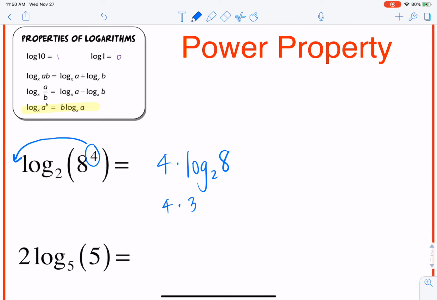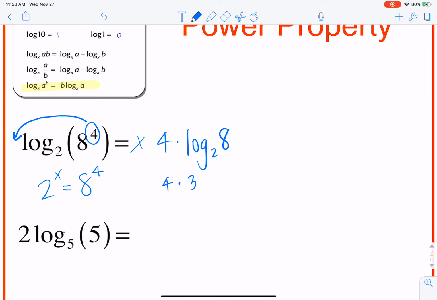And if I think about what this would be, if I rewrite this as an exponential, this is really 2 to the x is equal to 8 to the 4th. And looking here, I can rewrite 8 to the 4th as 2 to the 3rd raised to the 4th power is equal to 2 to the x power. And so I'm doing the same thing here. If I were to simplify these exponents here, I would be doing the same multiplication that I would be doing over here. So just sort of a little bit of background as to how some of these work.